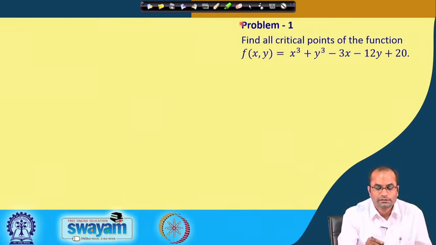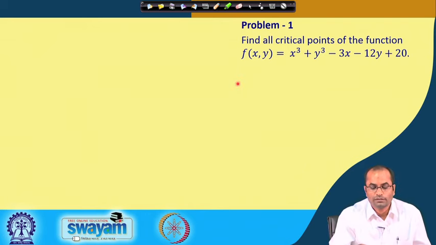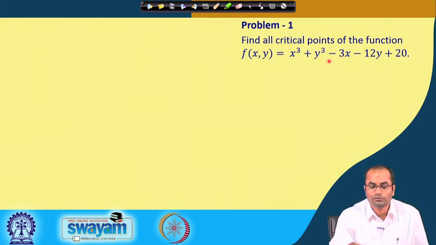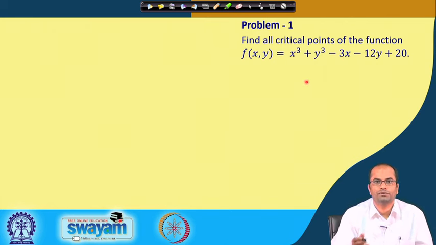Now let us go through problem number 1. Here we will find all the critical points of the function f of x, y equals x cube plus y cube minus 3x minus 12y plus 20. To find the critical points, we have to compute the partial derivatives with respect to x and with respect to y and set them equal to 0, and find how many points satisfy f x equal to 0 and f y equal to 0.